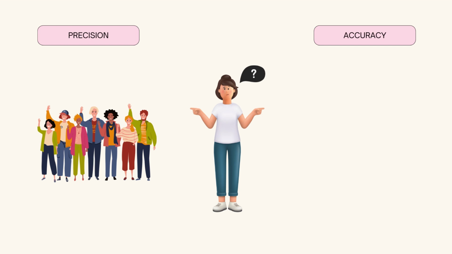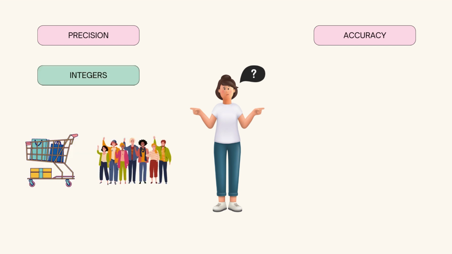Similarly, let's say I want to count the amount of people there are in a room. So there are going to be 3 people, 5 people, 6, 10, but there can't be 2.5. So for precision, we use integers.